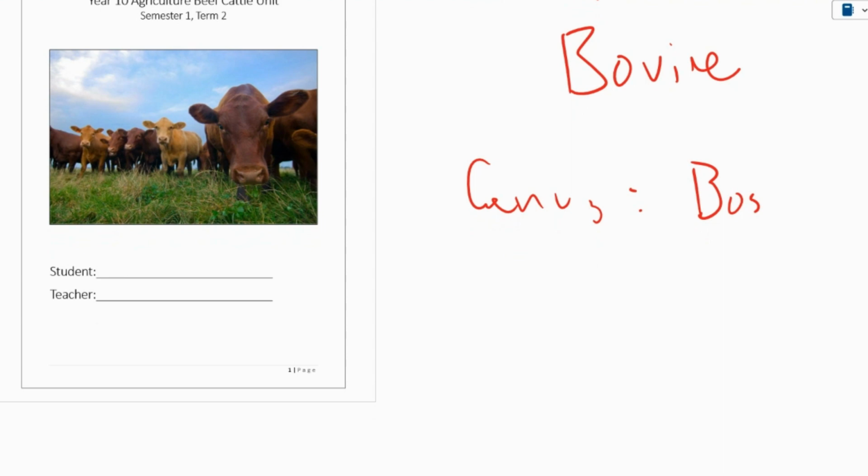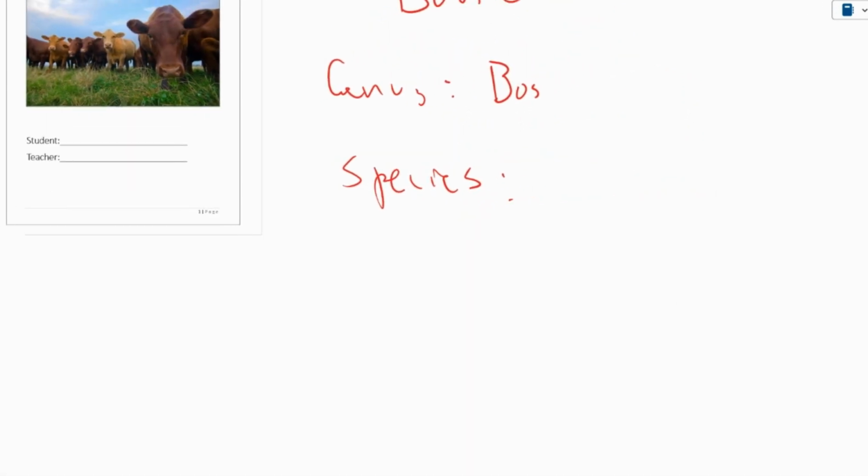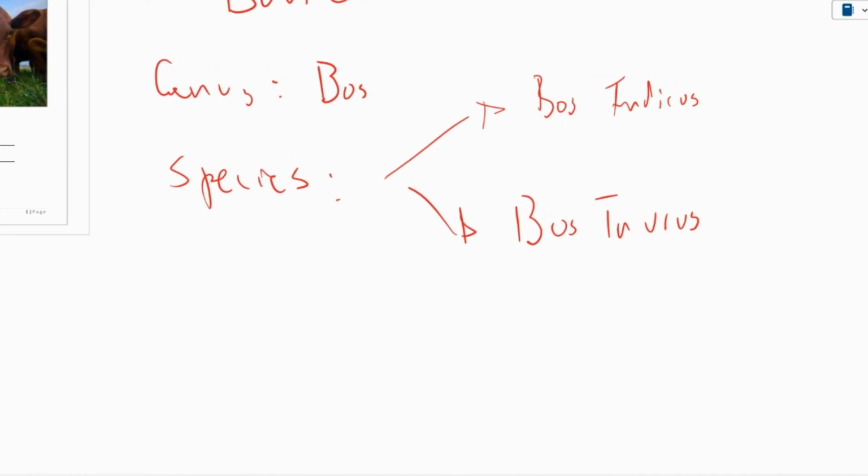And then you go into species, and you've got two species. The two distinct species are, and so it goes genus species, Bos indicus and Bos taurus. And these have all different types of breeds in them.